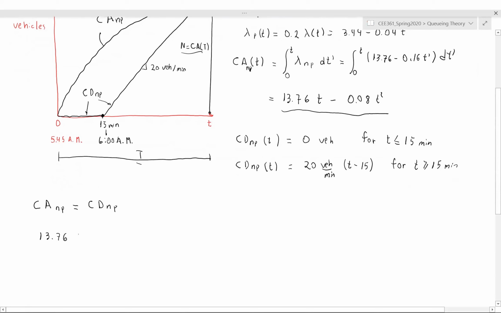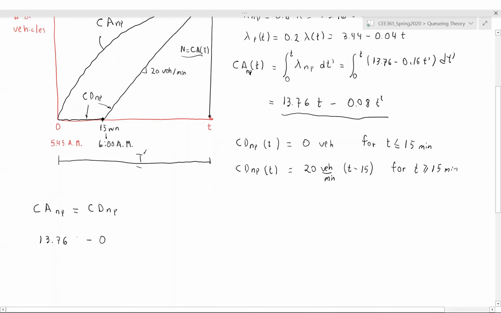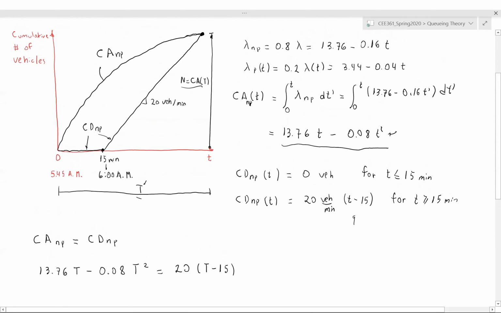13.76 t minus, actually I'm going to call it, since I'm doing it for this particular time at which the two curves intersect, I'm going to write it with uppercase T, minus 0.08 t squared. That needs to be equal to 20 t minus 15. So you can see I'm making this equal to that. And you can see in the graph why I'm picking this line and I'm not picking that part of the graph, right?